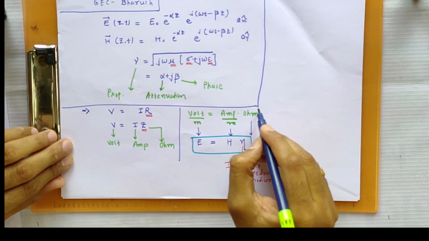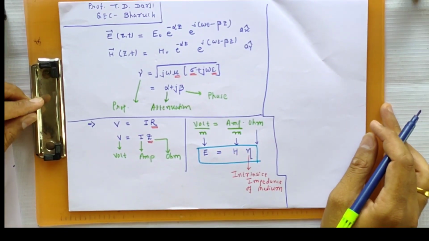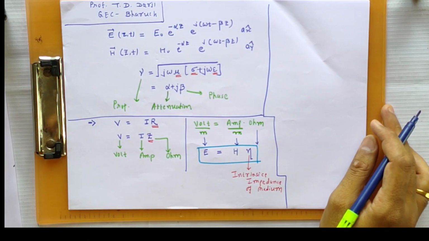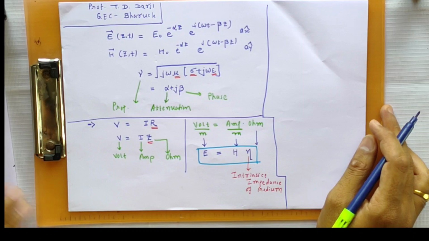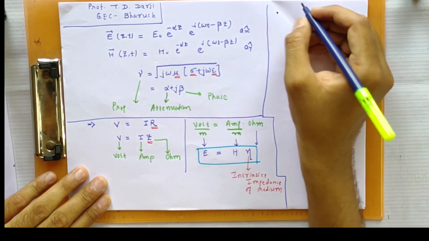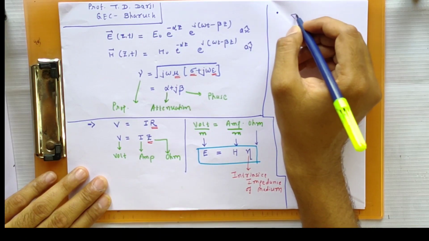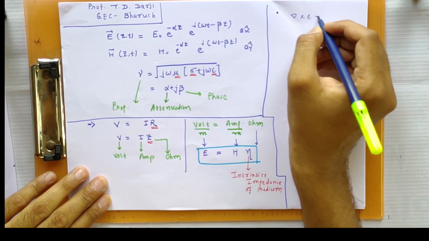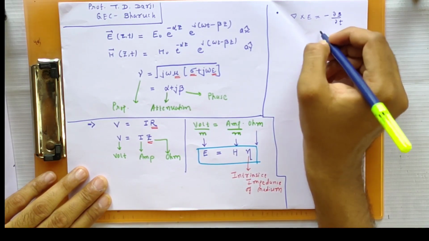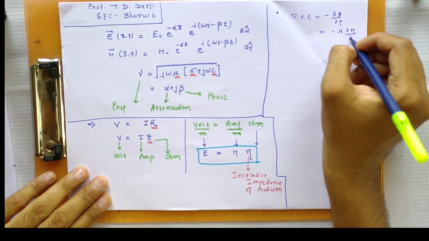To derive intrinsic impedance, in the last lecture we made some assumptions, and we used our Maxwell equations in point form. In total we use two Maxwell equations in point form. The first Maxwell equation is del cross E is equal to minus del B by del t, but B is equal to mu H, so this is minus mu del H by del t.